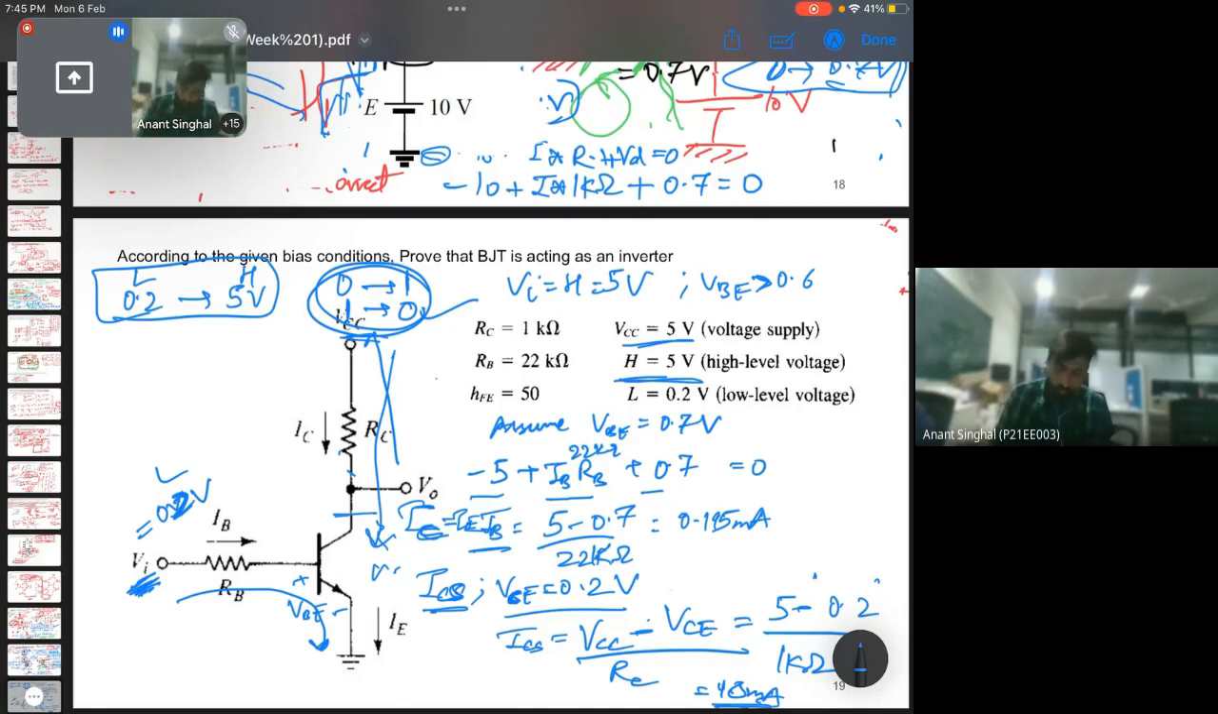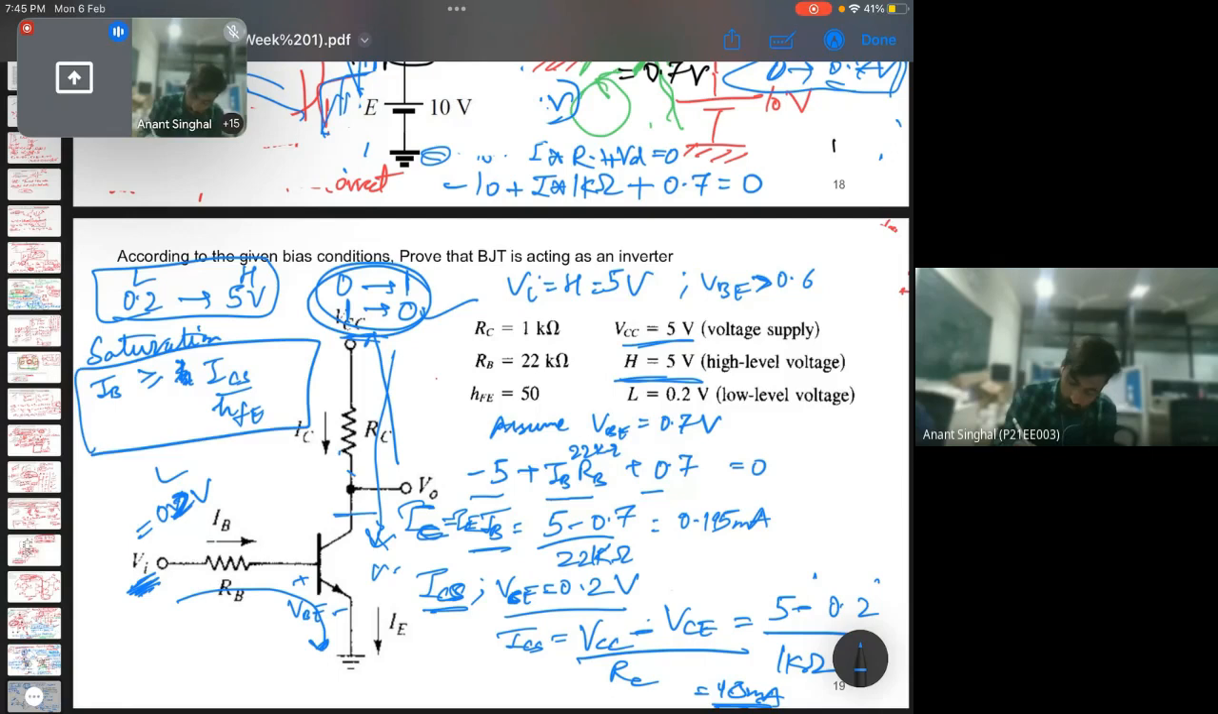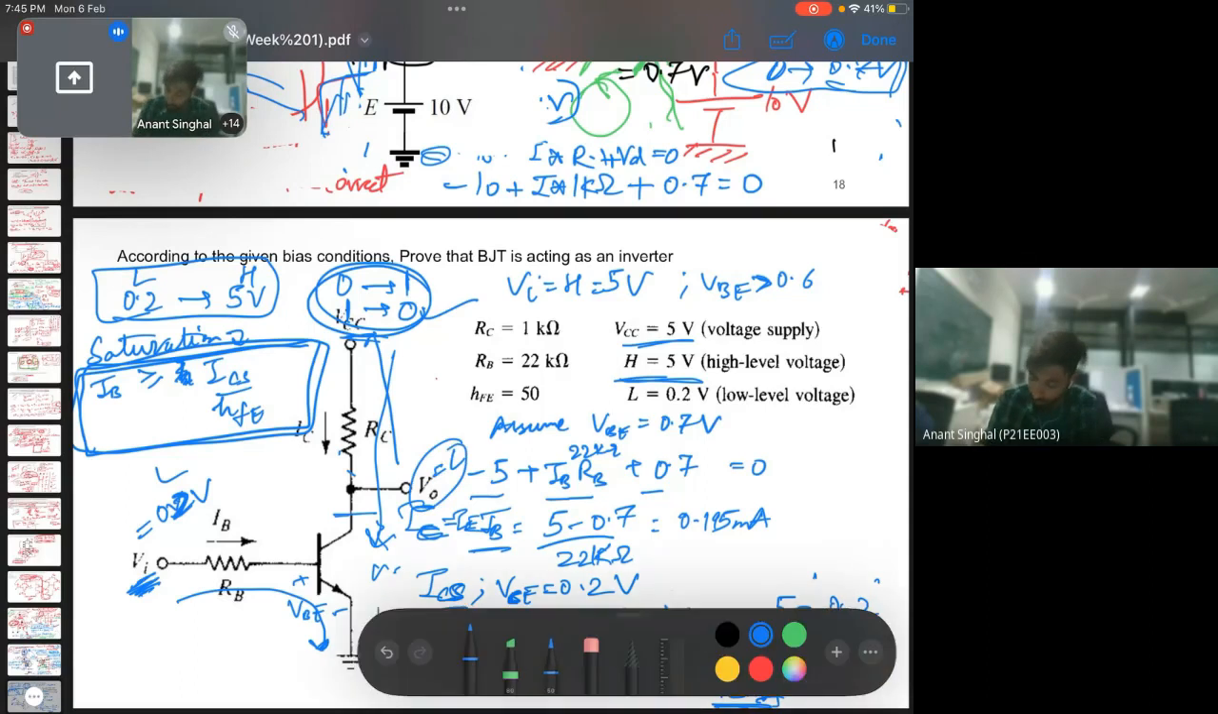So if you remember, for saturation we need to check a condition: this 0.195 milli, which was IB, must be greater than or equal to ICS upon HFE. This is a condition that needs to be fulfilled for this transistor to be in saturation. And if this transistor is in saturation, then this V0 will be low. That will confirm that this BJT is acting as an inverter.